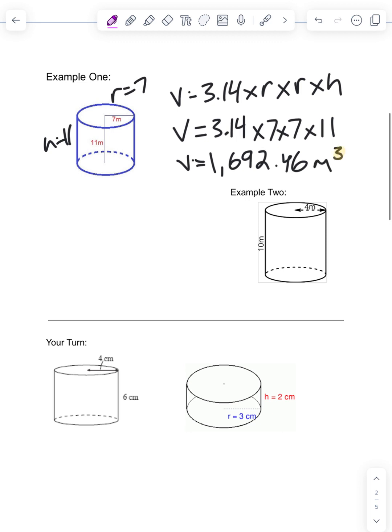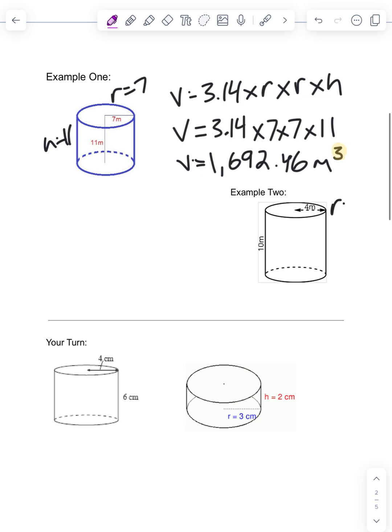Notice we have a 3 exponent for volume. That's because it's three-dimensional. So when we did area, it was units squared. Circumference was just 1 unit. Volume is units cubed.